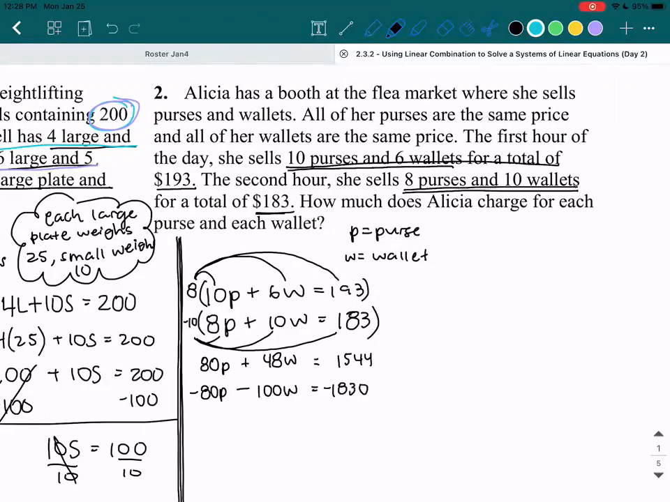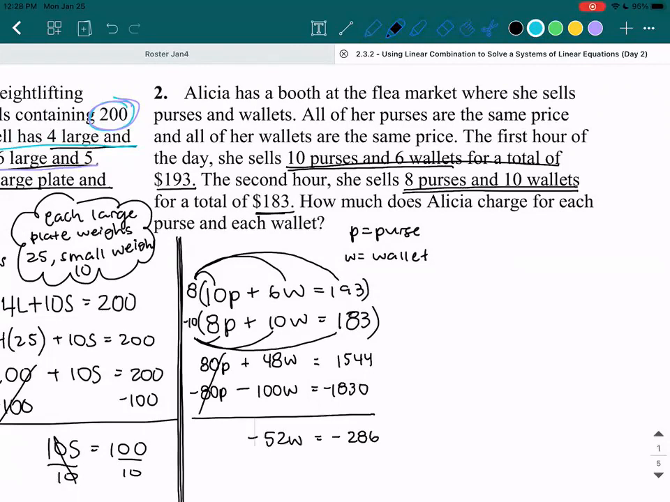So now we have our two equations, and notice that indeed we have 80 and negative 80. They are opposites, so we can add them straight away now, and that will cancel out. And then with negative 100w and 48w, we would get negative 52w is equal to, and then for that bit, I'm going to do 1,544 minus 1,830. Remember, you are allowed to use calculators.